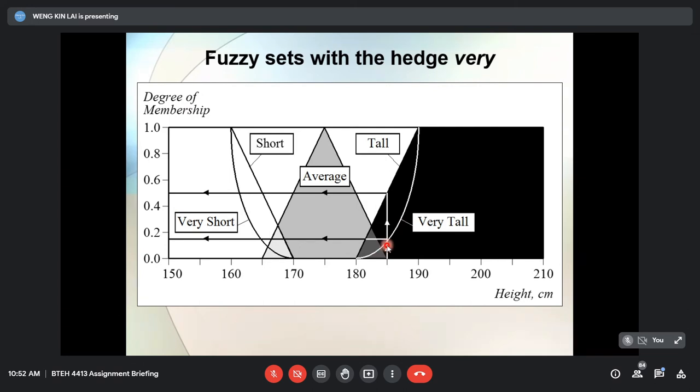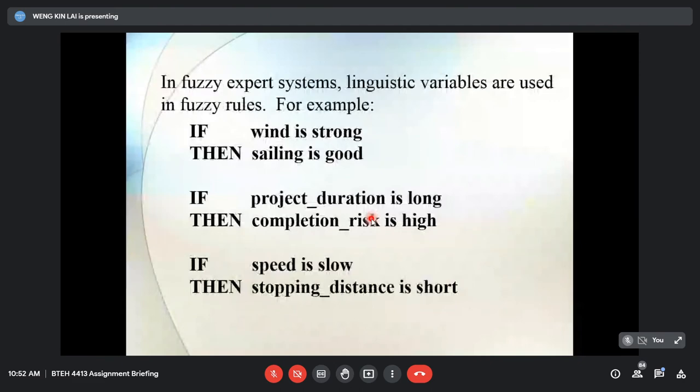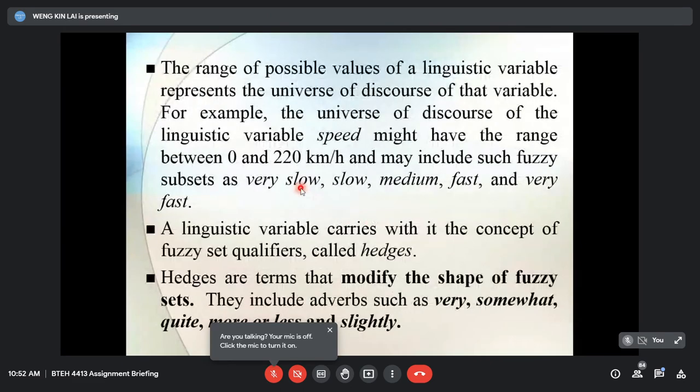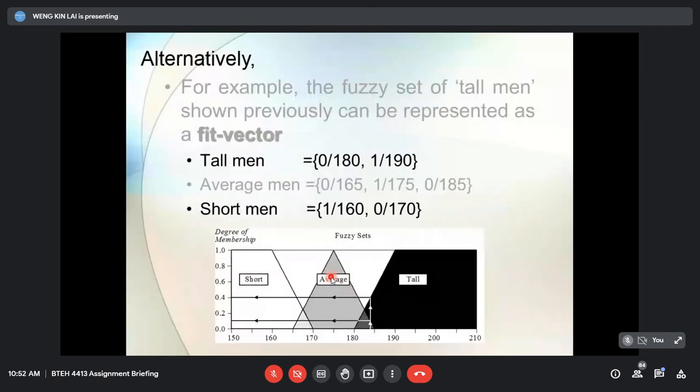Good question. Let me think of another similar example. For example, slow. If my speed is slow, basically what it says is that I can also have another class here, very, very short. I want to find out what's my membership. So you can have more than three classes here.